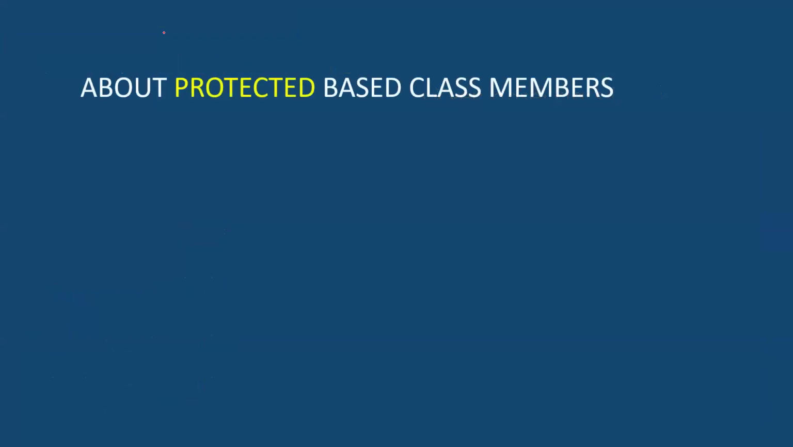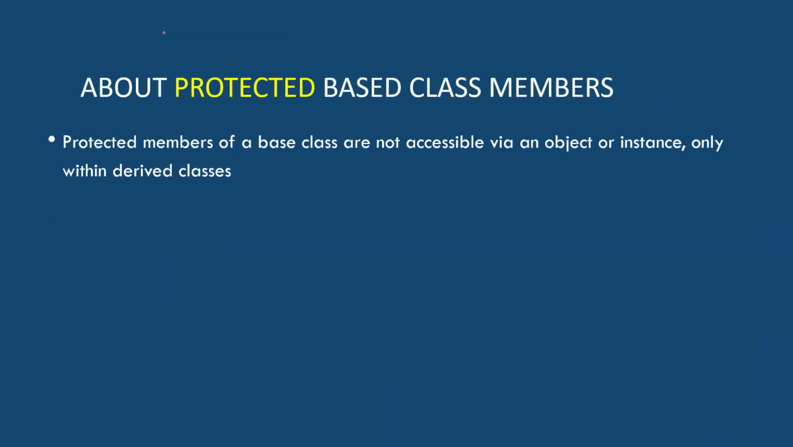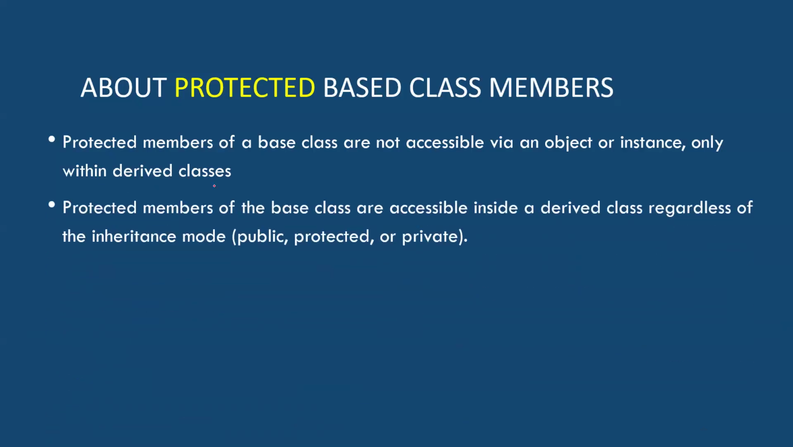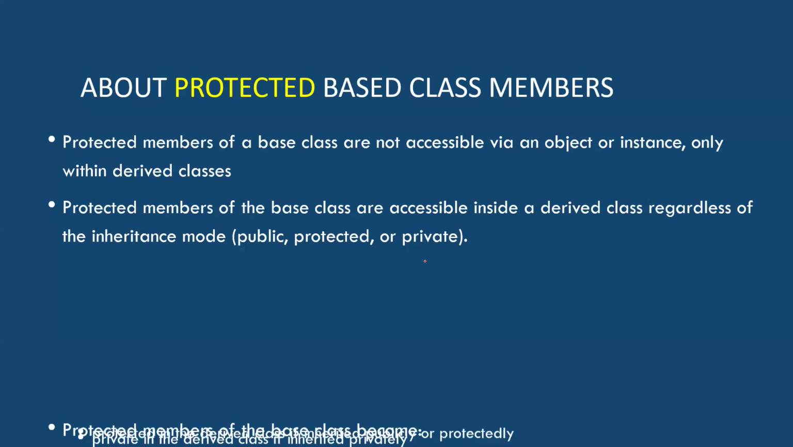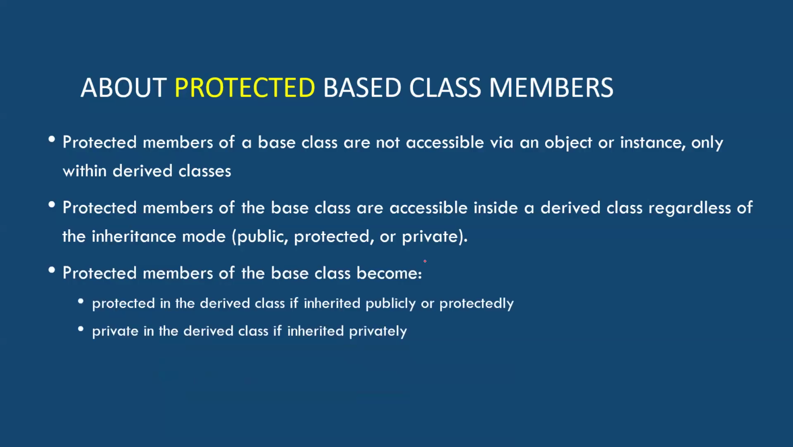Again, though, protected members of a base class are not accessible in an object or instance, only within a derived class, right? So we can't access them outside of the class, only from within derived classes, okay? And those same members are accessible inside the derived class, regardless of the inheritance mode, right? So they'll always be accessible inside of our class, okay?